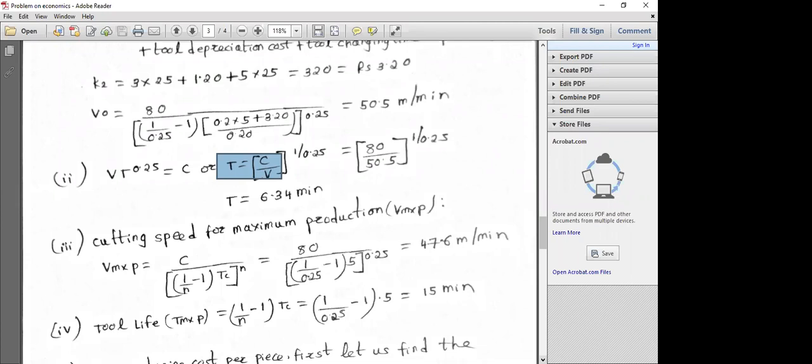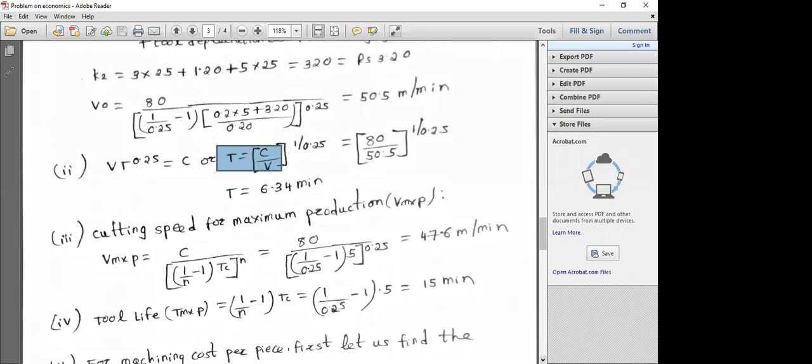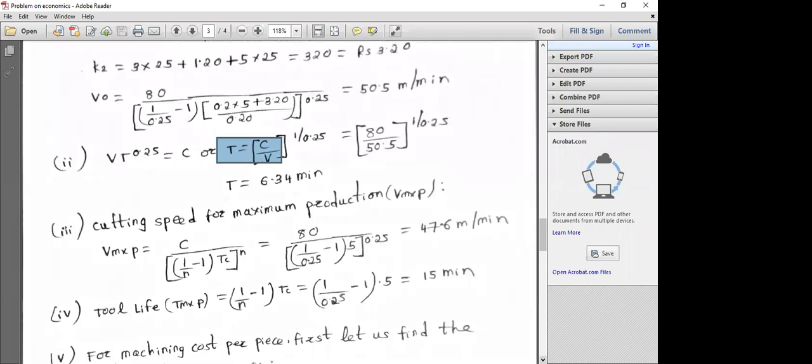So though it is a problem, you have to observe the parameters, just like a professional mechanical engineer or a tool room engineer or a production supervisor or a production engineer. So all that you have to observe. The tool life for maximum production rate you have calculated. So all these are very important terms.